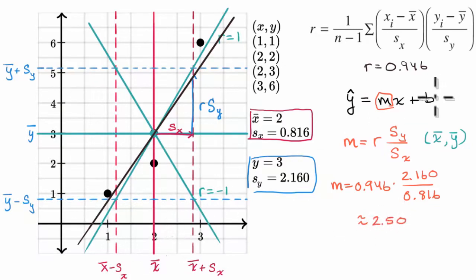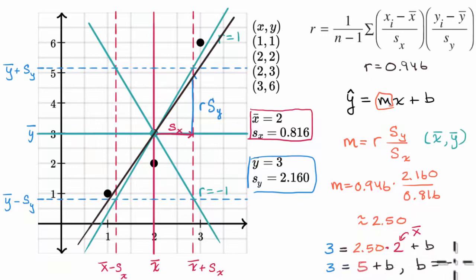And so how do we figure out the y-intercept? Well, remember, we go through this point. So we're going to have 2.50 times our x mean. So our x mean is 2. Remember, this right over here is our x mean. Plus b is going to be equal to our y mean. Our y mean, we see right over here, is 3. And so what do we get? We get 3 is equal to 5 plus b. And so what is b? Well, if you subtract 5 from both sides, you get b is equal to -2.